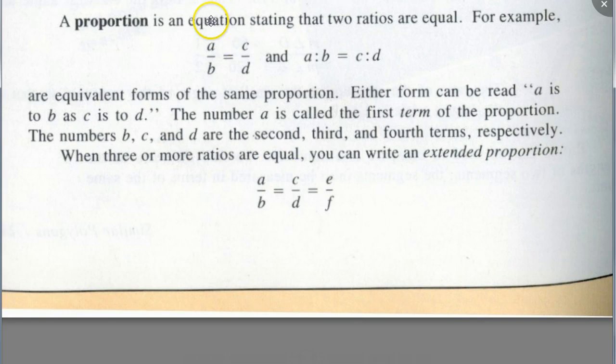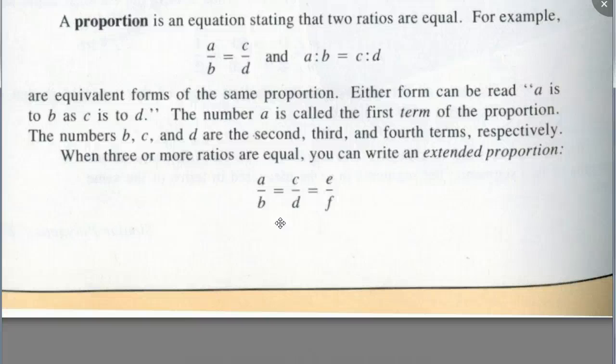How would you read this? If you read A to B as C to D for the first one, how would you read this one here? Yeah. A to B as C to D as E to F. Does that make sense? So that's how you do that. Any questions? Let's do some examples.